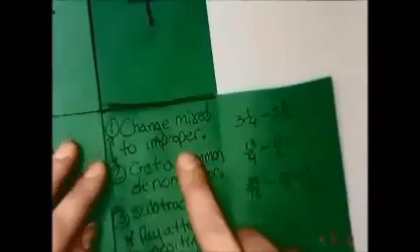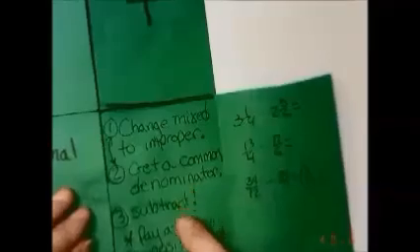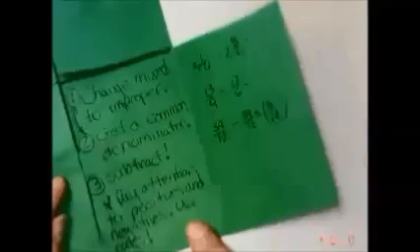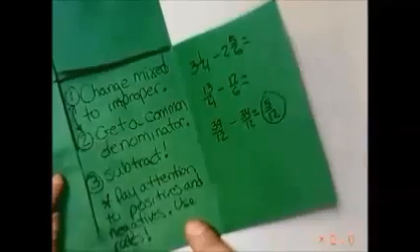Okay, what steps did I use? I changed mixed to improper. I got a common denominator, and I simply subtracted. I have to pay attention to my positives and my negatives and use my rules.